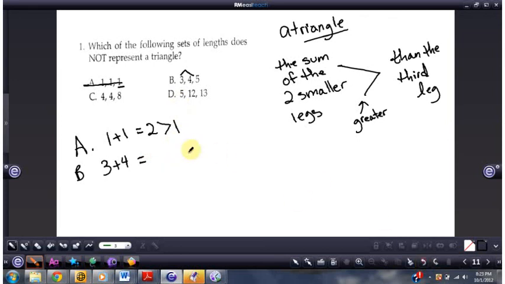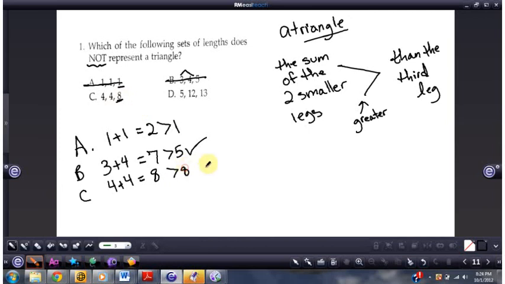Let's look at C. 2 smaller sides, 8. Is 8 greater than 8? It's not greater than 8, it's equal to 8. That makes me think C is my answer.